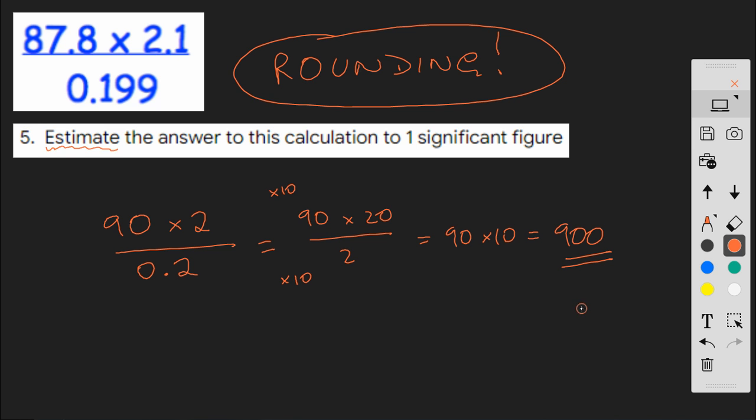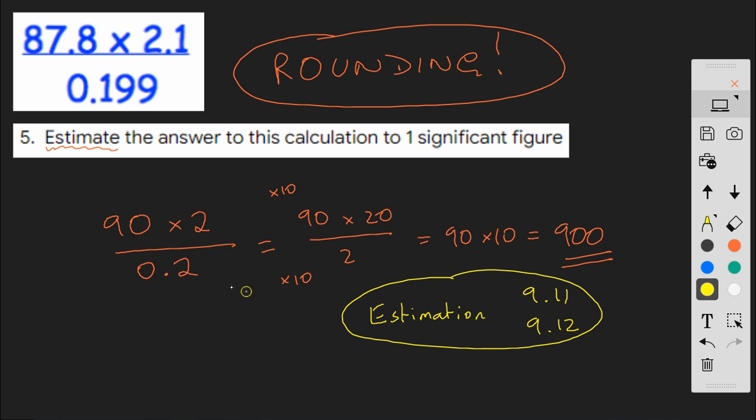So we've got several bits going on here, some estimation nuggets to try are 9.11 and 9.12. If you needed help with that initial rounding to one significant figure, then the nugget that you're looking for is 9.05.